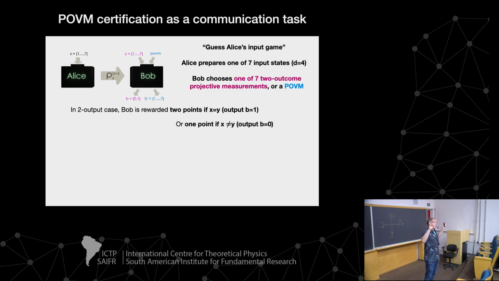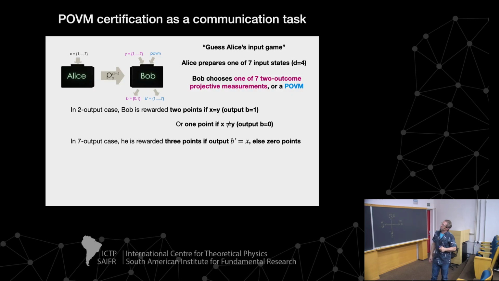So you can create a kind of score function, if you will. The way the game works is like this: if Bob is going to do the projective measurement with the 2 outputs, we reward 2 points if the output is b equal 1. When b is equal to 1, it means that x is equal to y. So for one of the outputs we reward 2 points, and for the other output we reward 1 point. The point system is kind of arbitrary, but this is what was chosen, right? Meanwhile, for the POVM measurement, we reward 3 points if the output is equal to the input, else 0 points, right? So you make this game structure.